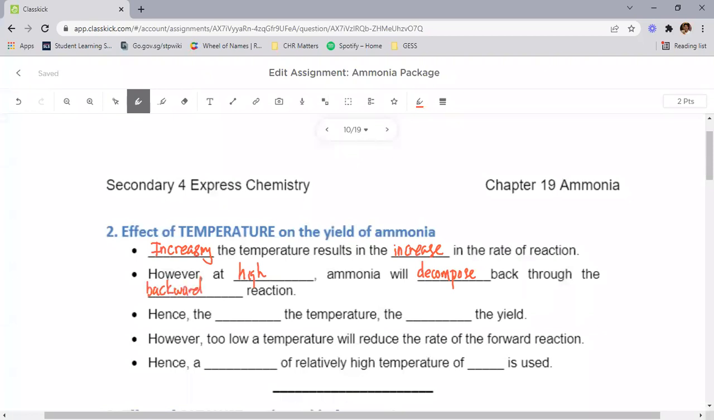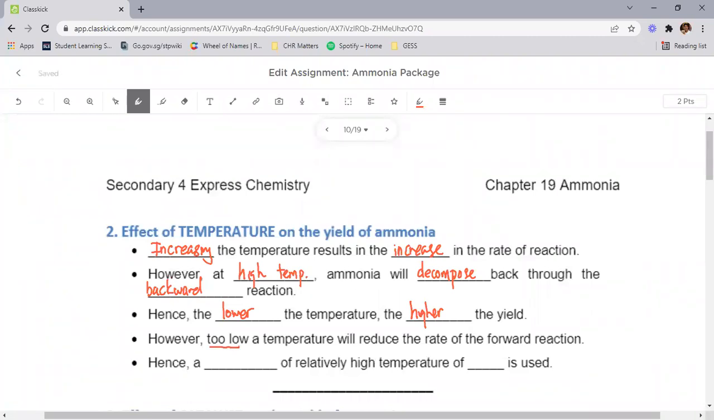So too high a temperature, at high temperature, ammonia will decompose back through the backward reaction. So it's not a good thing. Hence, the lower the temperature, the higher the yield. At high temperature it will decompose back, so the yield will become very low. Therefore, we want to make the temperature low so we can get a higher yield.